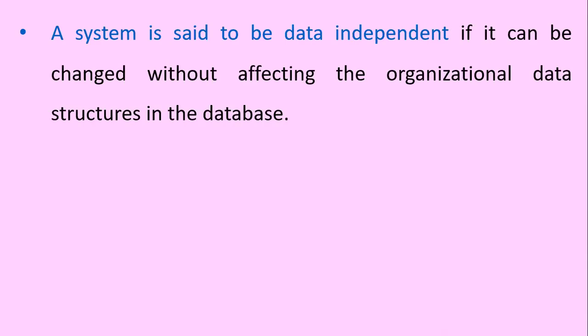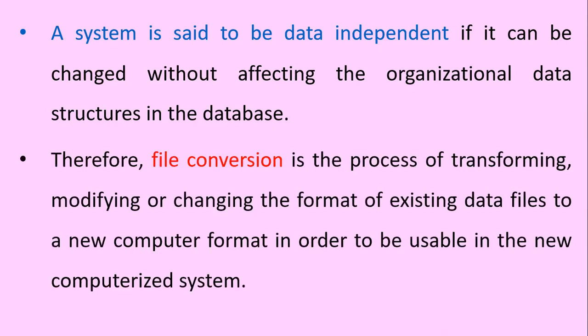A system is said to be data independent if it can be changed without affecting the organizational data structures in the database. Therefore, file conversion is the process of transforming, modifying, or changing the format of existing data files to a new computer format in order to be usable in the new computerized system.